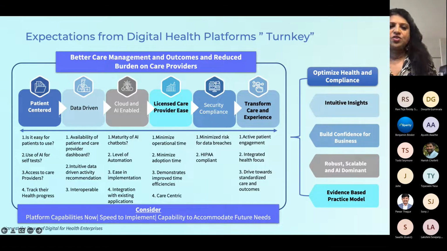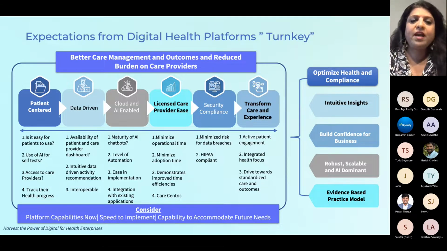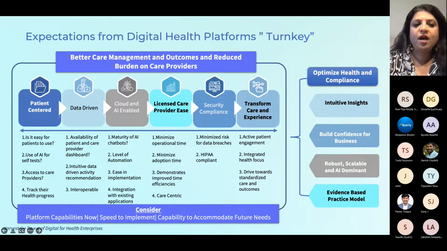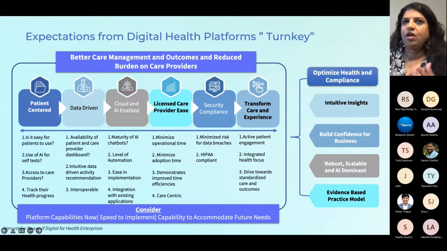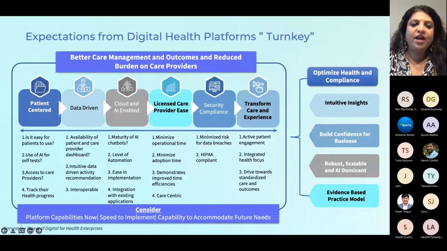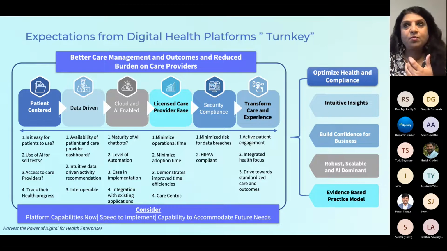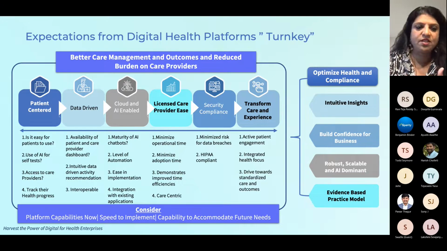So I'm giving an expectation template in terms of what you should expect out of a digital health platform. Primarily, we all know this: better care, better outcomes, reduced burden. This is what everybody is hoping and aiming for. So within that, how do you go through that journey? First, we all know it has to be patient-centered. What does it mean to be patient-centered? We have to find out, is it easy for patients to use? Older, younger, visually impaired, how easy is it? Is your patient population largely digitally enabled? Do they have smartphones? Can they use this?